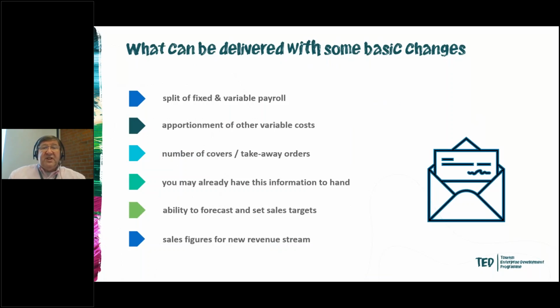So what simple changes can we make to allow us to get much more meaningful feedback from our accounts? Well, firstly, back to the basic principle about analyzing costs. If we split the fixed and variable costs out, not just payroll, but all other variable costs, I think we'll see a transformation. If we add in the number of covers and the number of takeaway orders, that'll generate another raft of information that'll be highly useful to us. And as I said, you probably have this information already to hand within your own business. You just may not be using it in a practical sense on your accounts on a regular basis.